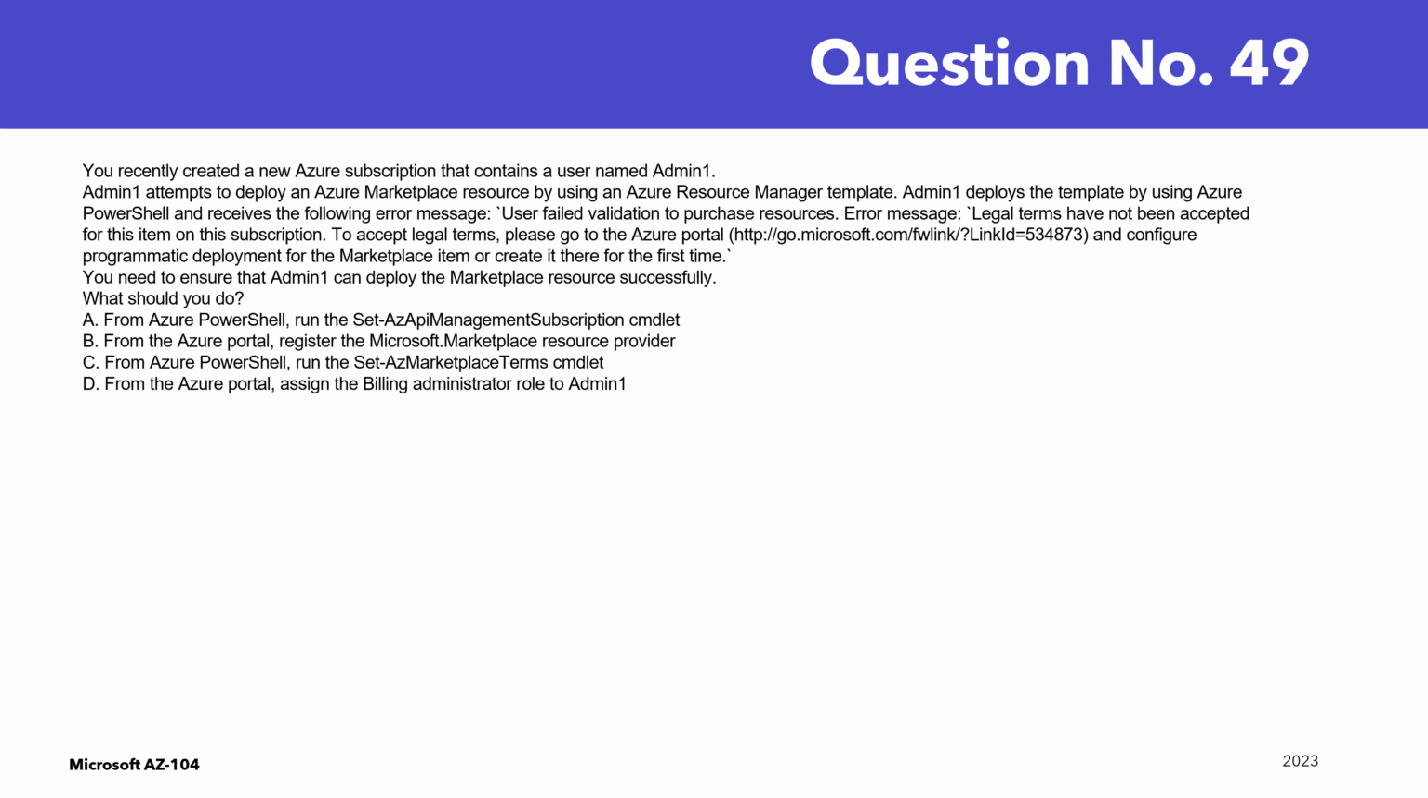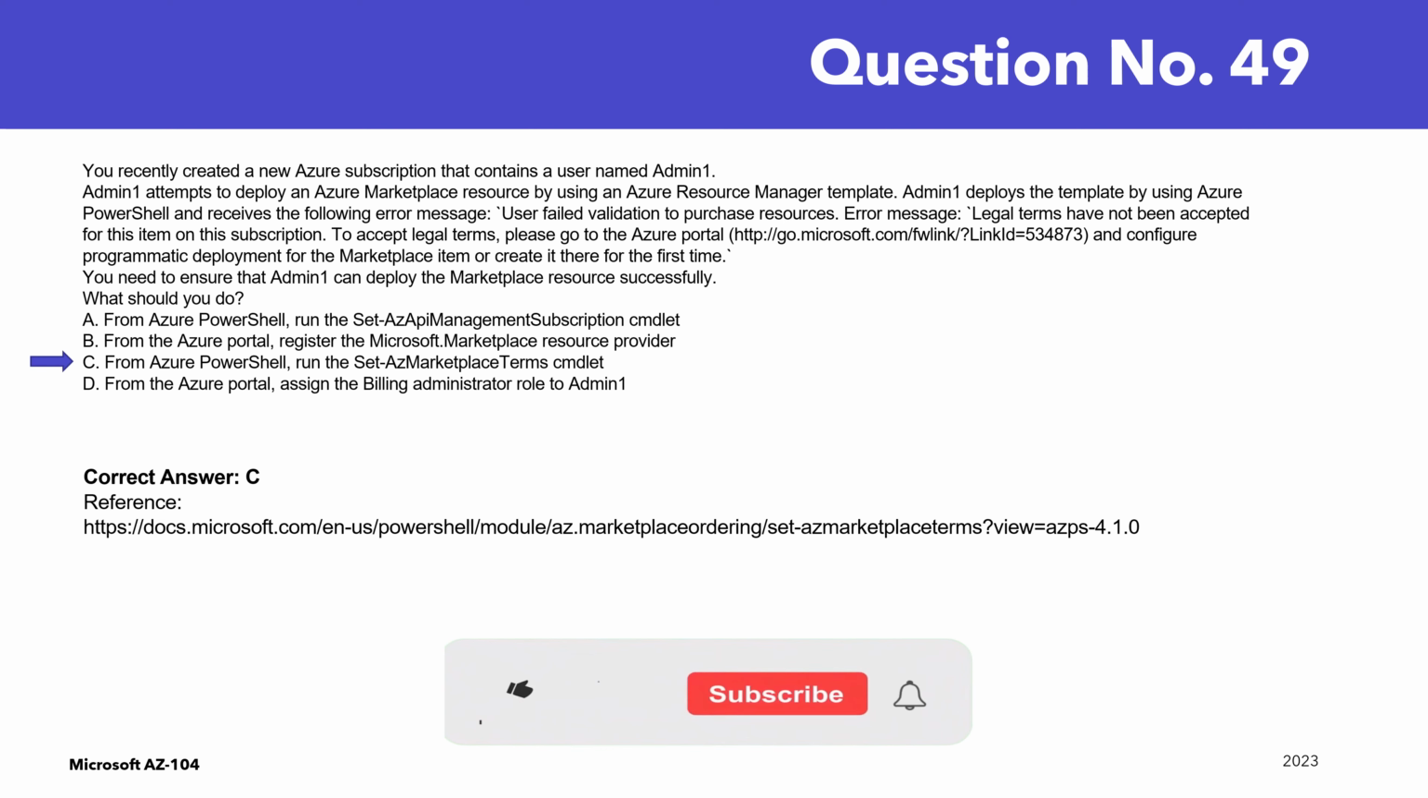You need to ensure that Admin1 can deploy the marketplace resource successfully. What should you do? A. From Azure PowerShell, run the Set-AzApiManagementSubscription cmdlet. B. From the Azure portal, register the Microsoft Marketplace Resource Provider. C. From Azure PowerShell, run the Set-AzMarketplaceTerms cmdlet. D. From the Azure portal, assign the Billing Administrator role to Admin1. Correct answer: C.